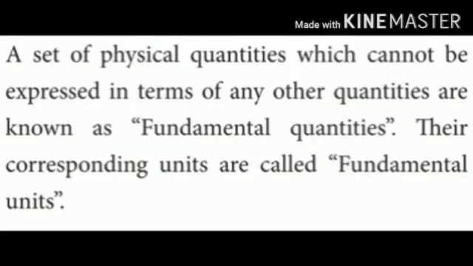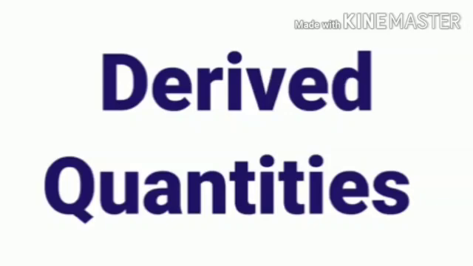A set of physical quantities which cannot be expressed in terms of any other quantities are known as fundamental quantities. Their corresponding units are called fundamental units. Let's see derived quantities. All other physical quantities which can be obtained by mathematically combining the fundamental quantities are known as derived quantities. Their corresponding units are called derived units.